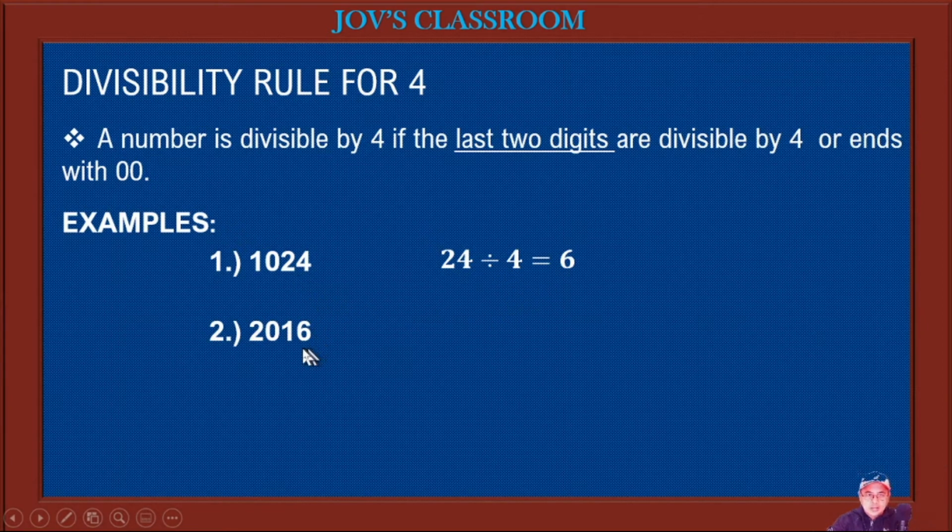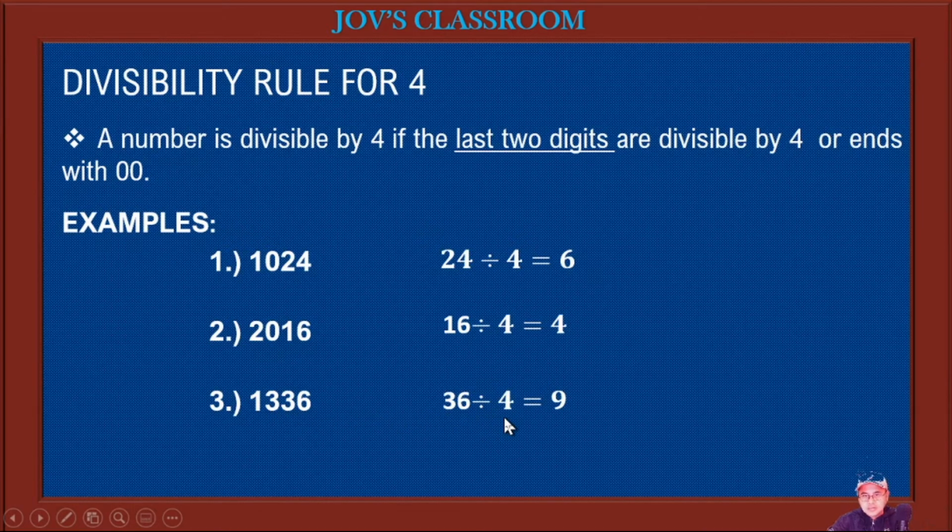By just simply looking at the last 2 digits, 16 is divisible by 4? Yes, because if you're going to divide 16 by 4, it is 4. So therefore, 2016 is a multiple of 4, all divisible by 4. Another one is 36. So 36, is it divisible by 4? Yes, because 36 divided by 4... remember, we need to test if the last two digits are divisible by 4, then the number is divisible by 4 or a multiple of 4.